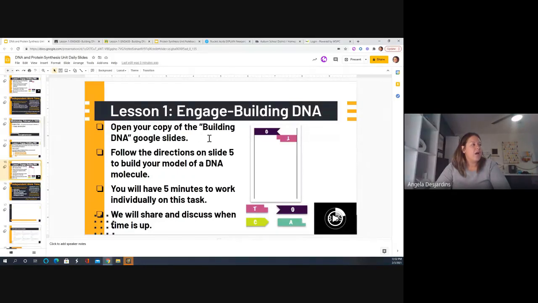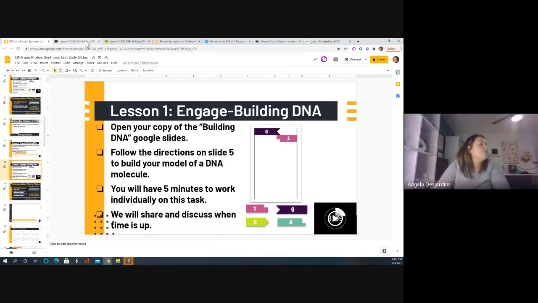In Google Classroom, under lesson 1, you're going to have a copy of the building DNA. It's a Google slide, so everyone's going to open up their own individual copy. I'm going to give you 5 minutes to put your own puzzle together, using a set of puzzle pieces.